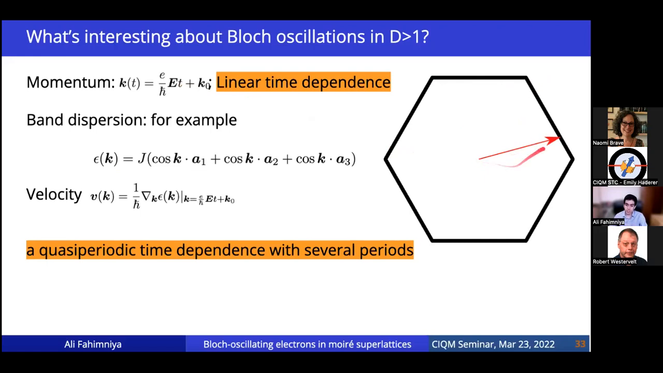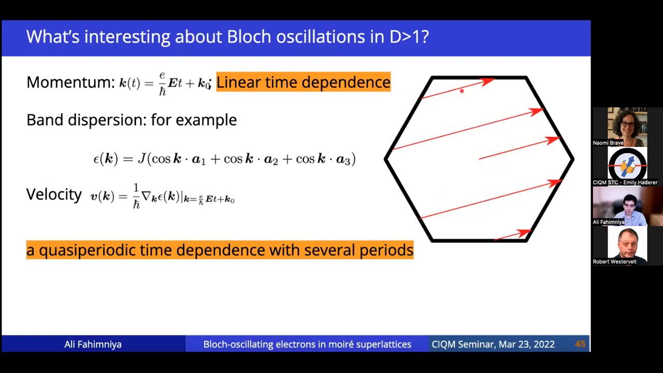And when the electron reaches the boundary of the Brillouin zone, similar to the one dimension, a Bragg scattering is going to happen, and the electron will move to the opposite edge of the Brillouin zone. Then it continues in the direction of the electric field until it reaches the boundary, then Bragg scatters to the other edge, continues in the direction of the electric field, and this happens over and over again.